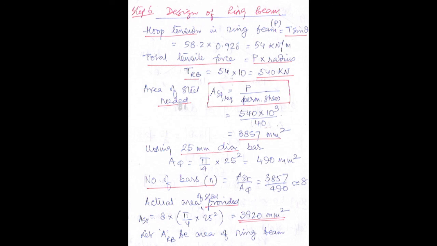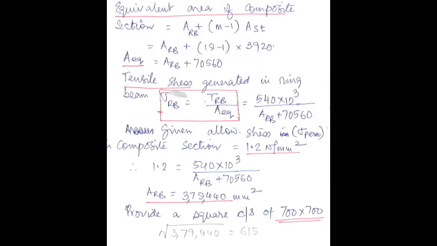Now let us assume ARB is the area of the ring beam. So now the final stage has come, where we decide the area of the ring beam. Here we have to find the equivalent area of the composite section. So AEQ is given as ARB, the area of the ring beam, plus M minus 1 multiplied by AST, where M is the modular ratio. That value is 19 minus 1, and AST we have got as 3920. So from here we are getting one expression.